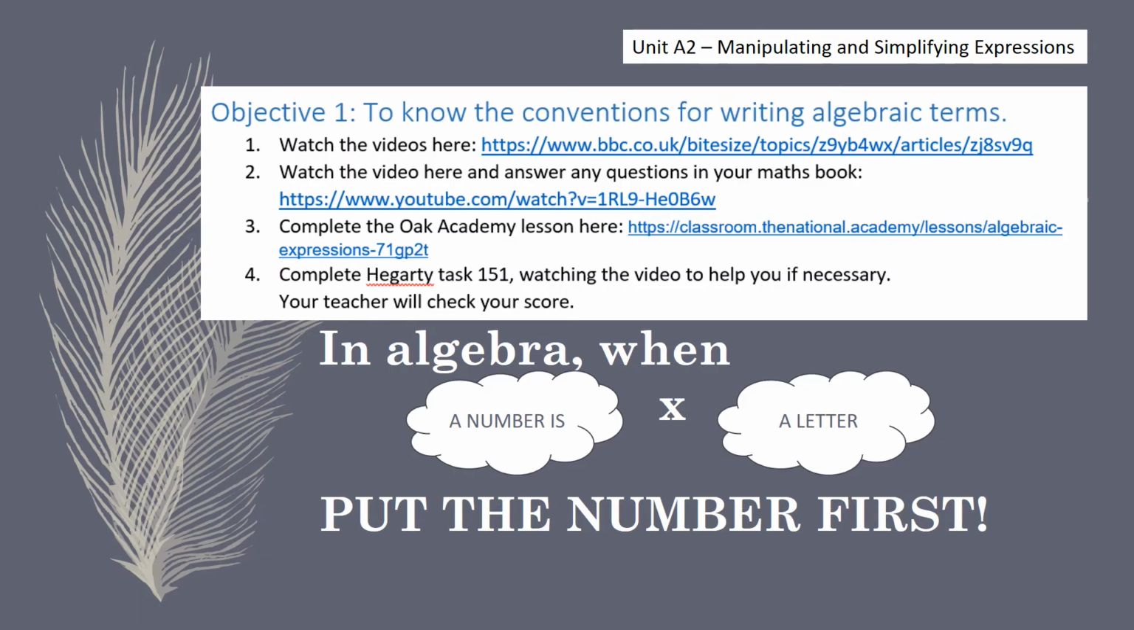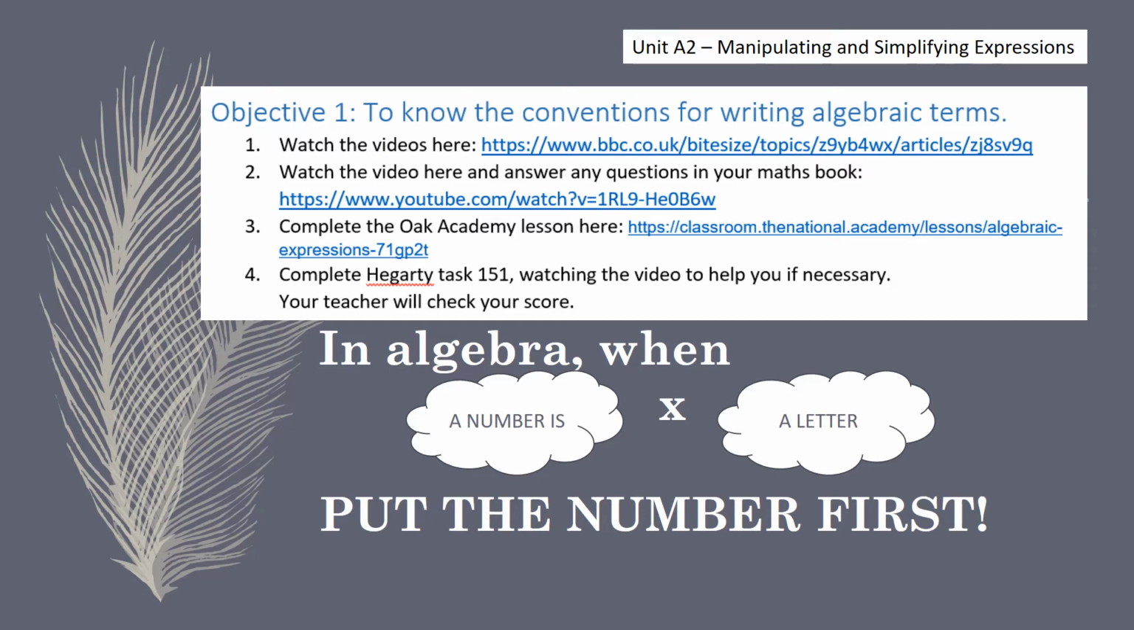In this unit we have 7 objectives, so you'll begin with objective 1, to know the conventions for writing algebraic terms. There are a few videos for you to watch and also some questions to answer in your book. It's important to watch the videos first, the first 2 videos, and then answer the questions in your maths book. Finishing off, after you've completed the Oak Academy lesson, which is number 3, you will complete task 151. If you need to watch the video from Hegarty, then you watch that video as well.